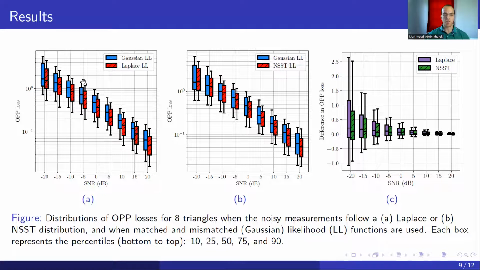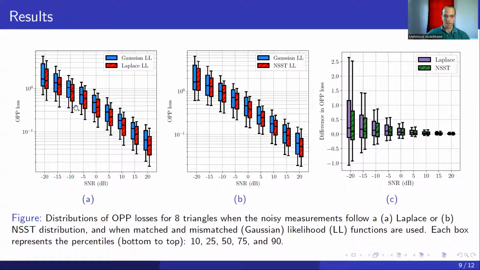And we see that there is generally a 3 to 4 dB improvement in performance when we use the matched likelihood function, that follows the distribution of the measurements. In this case, this graph was for the Laplace distributed measurements. So the red box represents the Laplace likelihood or Laplace cost function, and then the blue box represents the sum of squared errors cost function, or equivalently the Gaussian likelihood. And we see that in general the Laplace likelihood achieves a smaller OPP loss.